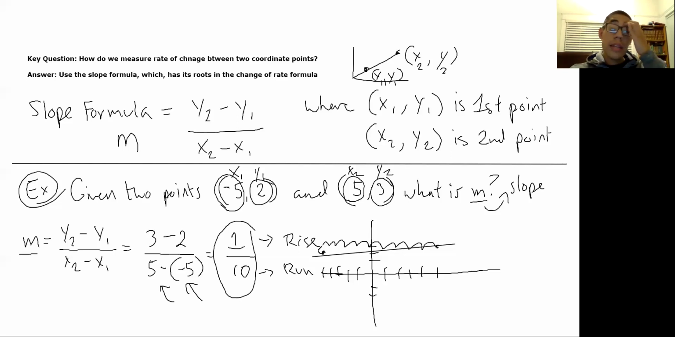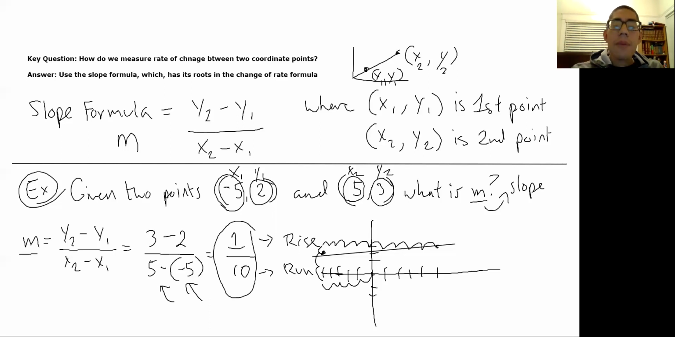And 1 over 10, if I were to graph this, and you can see I made a small graph there. 1 represents my rise, meaning I start at negative 5, 2, which is right here. I don't know if you guys can see it. Negative 5 means I went to the left, so I started here. I went to the left 1, 2, 3, 4, 5. Then I went up 2, 1, 2 to get there. That's where my starting point is.